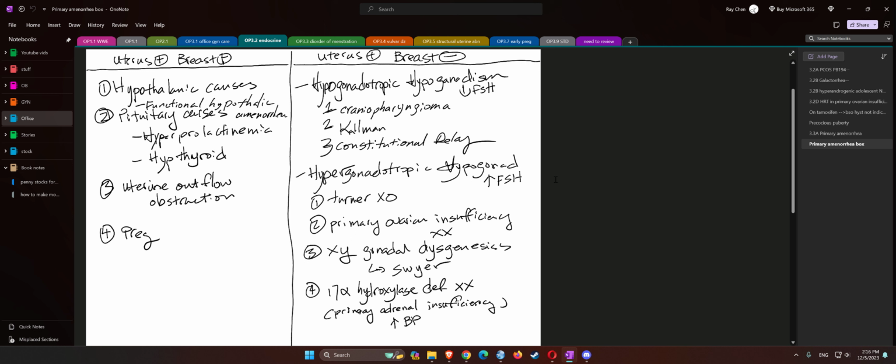Anything else? At this time, that is what I'm able to think of. However, any process that was able to block estrogen production or receptor would initiate this issue.